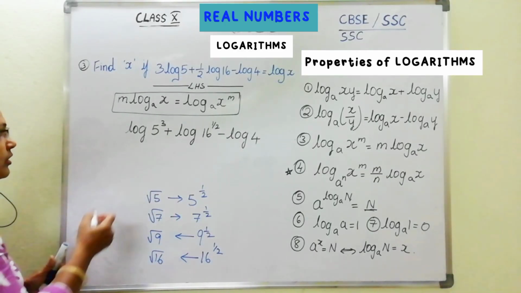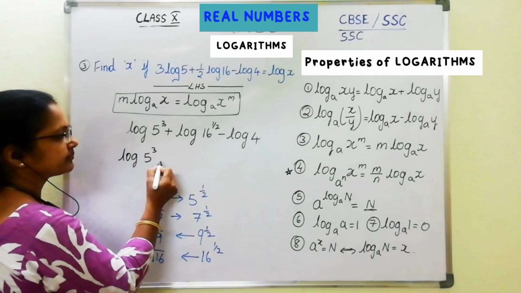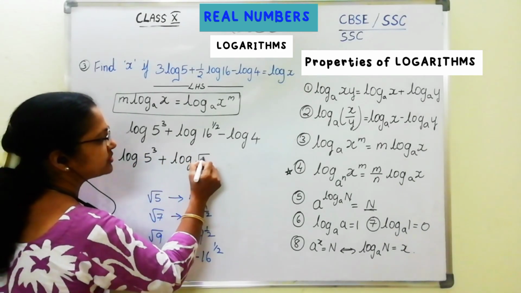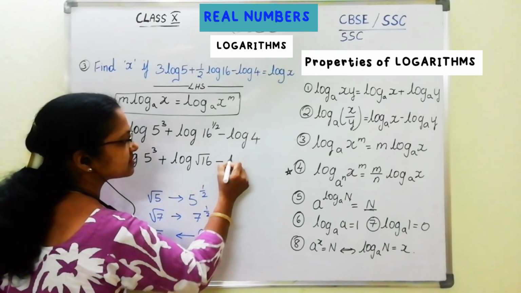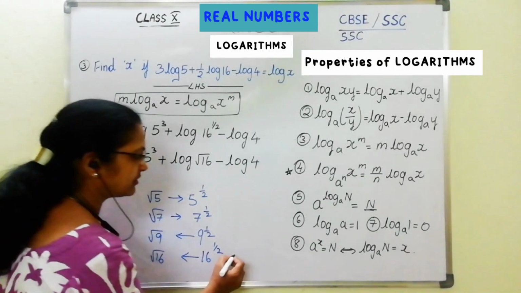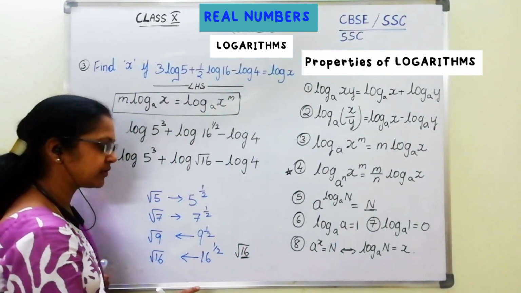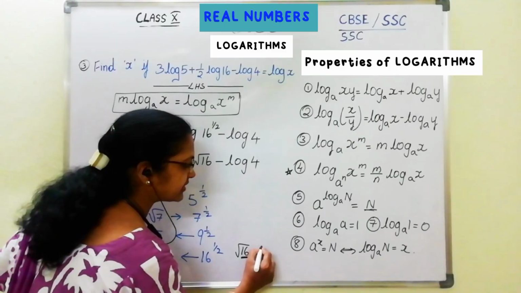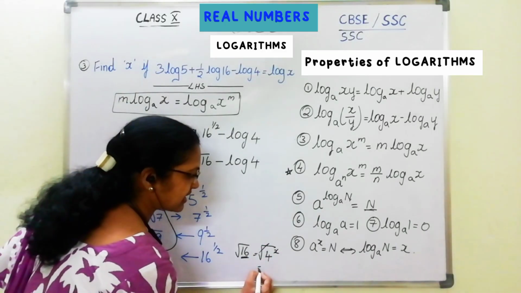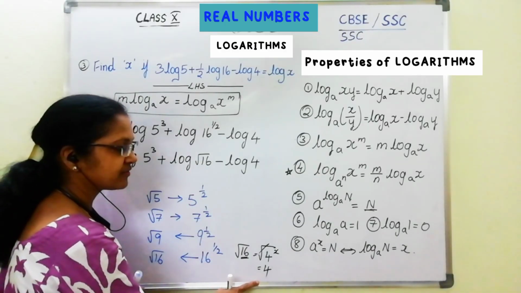Now we are going to use this one here. So log 5 power 3 plus log root 16 minus log 4. What is root 16? This is a perfect square number. 16 is a perfect square number, so we can write it as root over 4 square. Square and root get cancelled. Answer is 4. So we can write root 16 as 4.